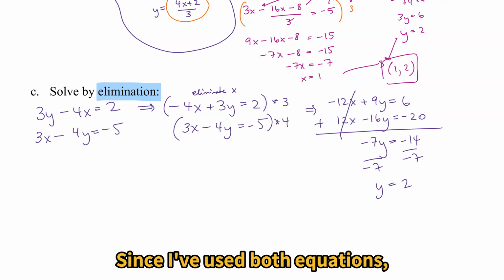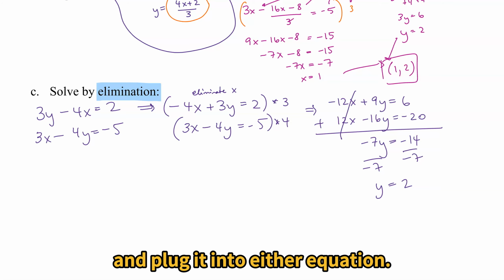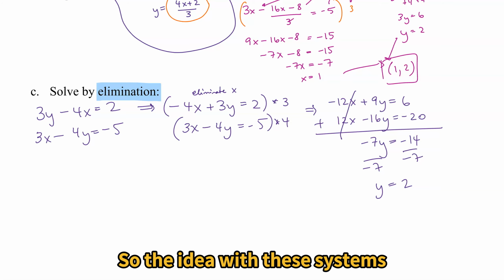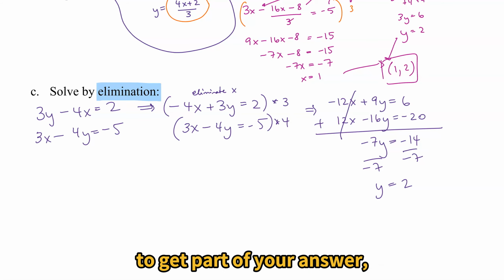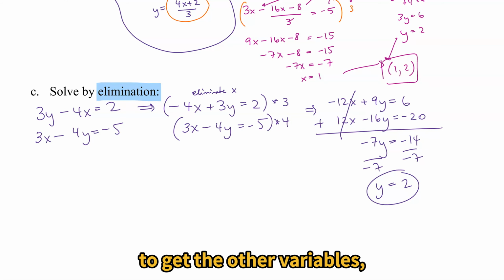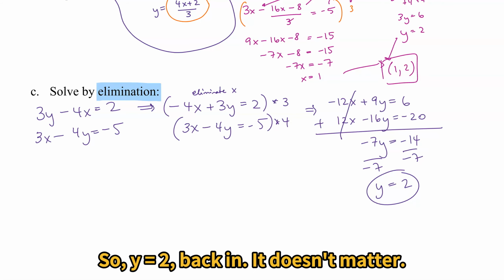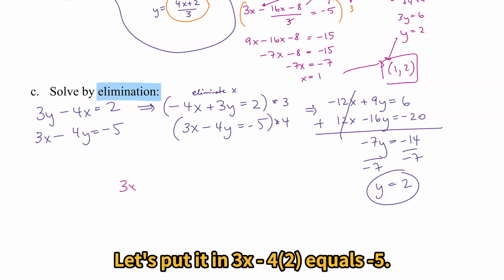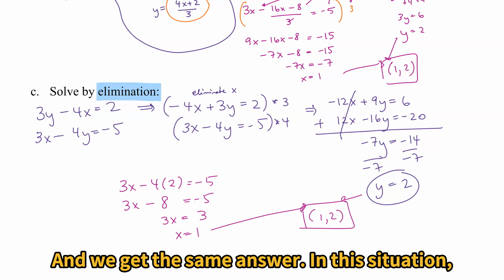Since I've used both equations, I can now take that y equals 2 and plug it into either equation. It doesn't matter. So the idea with these systems is once you use all of your equations to get part of your answer, then it doesn't matter which equations you go back into to get the other variables, as long as those equations have those variables. So y equals 2, back in, it doesn't matter. Let's put it in 3x minus 4 times 2 equals negative 5. 4 times 2 is 8, add 8. So x equals 1, and we get the same answer.